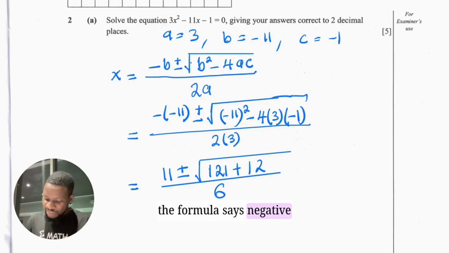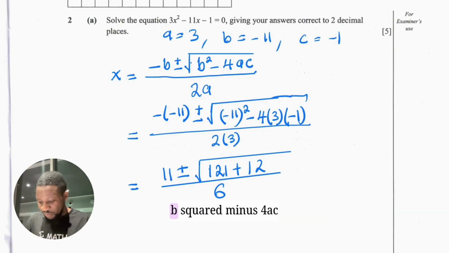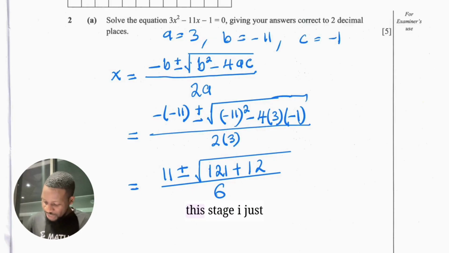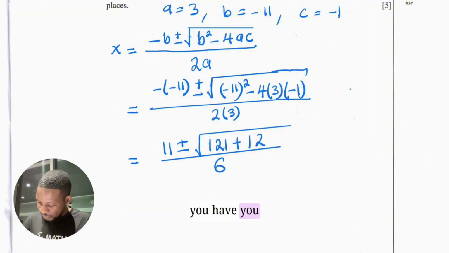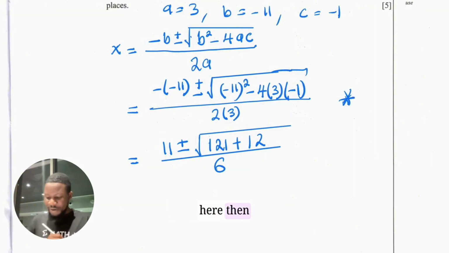And the formula says negative b plus or minus the square root of b squared minus 4ac, divided by 2a. Now, at this stage, I just plugged in, right? So I plug in where there is b, I put negative 11. Where there is c, I put negative 1. And where there is a, I put 3. Okay? So when you plug in, you have this expression here.